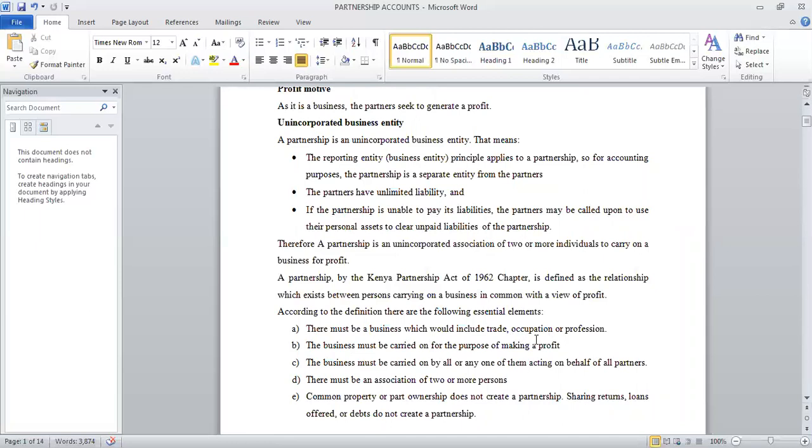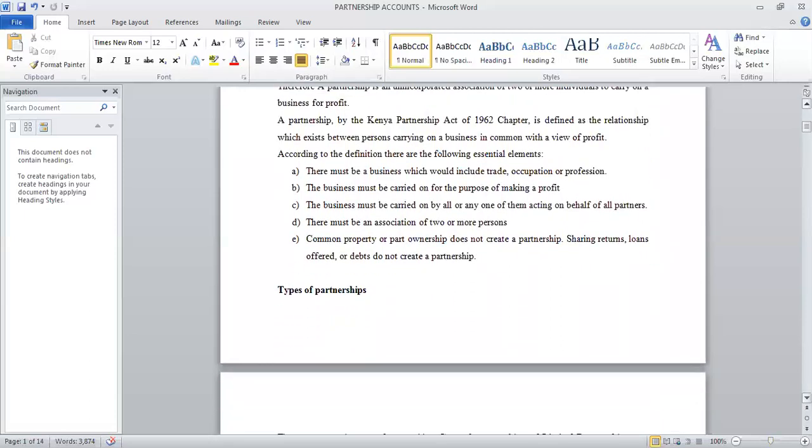It can be an occupation. An occupation here can be something like doctors, accountancy or auditing, or it can be a profession. The business must be carried on with the purpose of making profit. The business must be carried on by all the partners or by any one individual acting on behalf of all the other partners, and there must be an association of 2 or more persons. Common property or part ownership does not create a partnership. Sharing returns, loans offered or debts does not create a partnership.